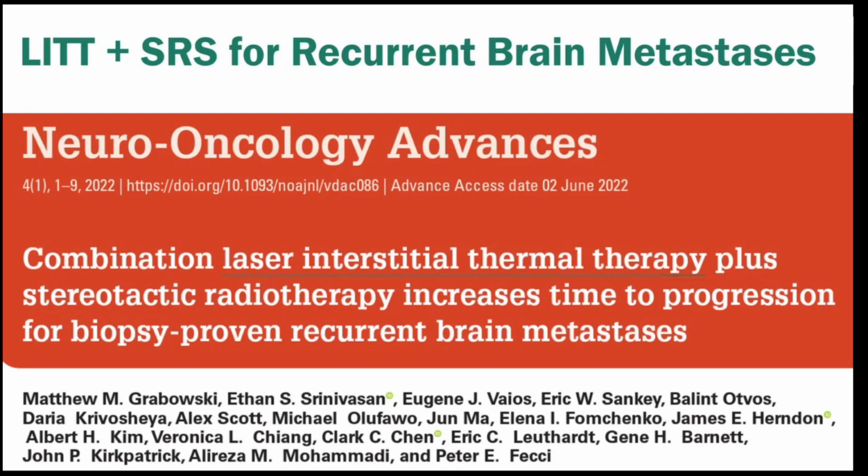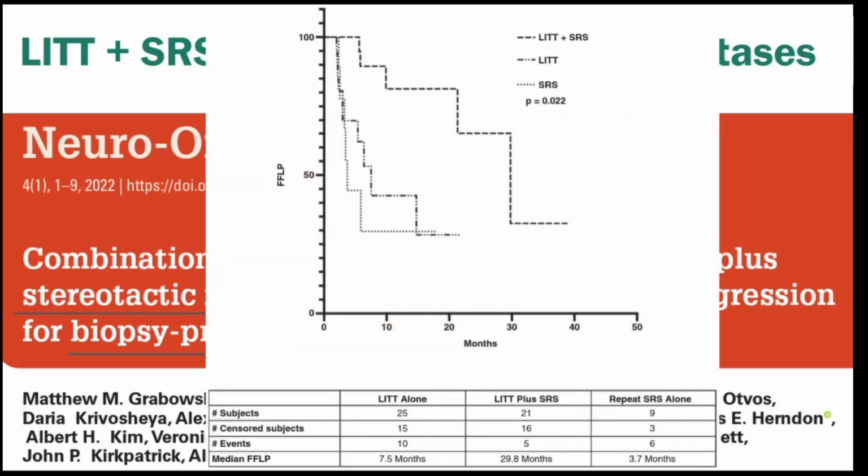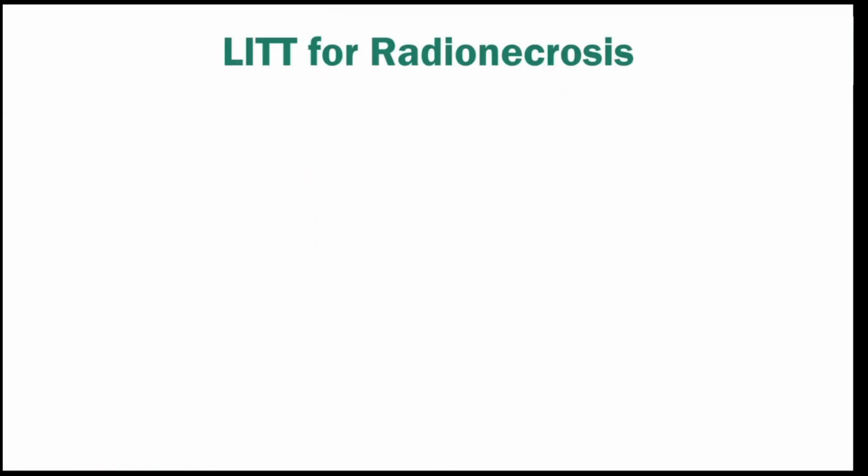So what's the evidence for LITT? Basically, in recurrent brain metastases, LITT plus radiosurgery has been shown to increase the time to local progression. So this is data showing freedom from local progression. LITT plus SRS in this study was about 30 months, whereas SRS alone is about 4 months.